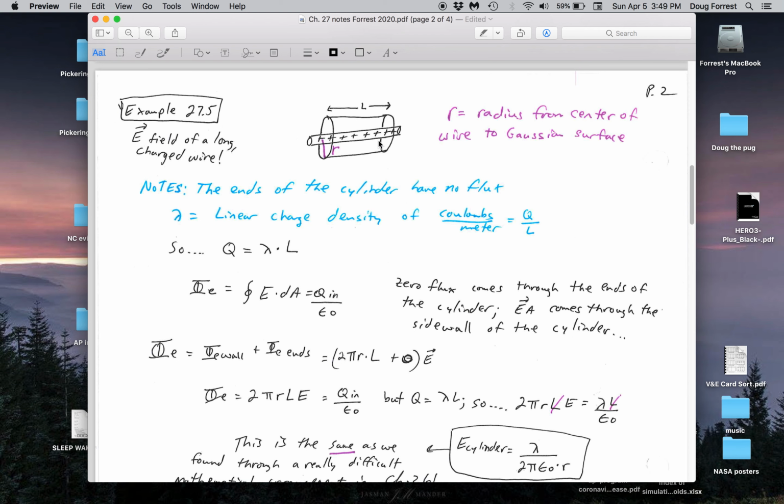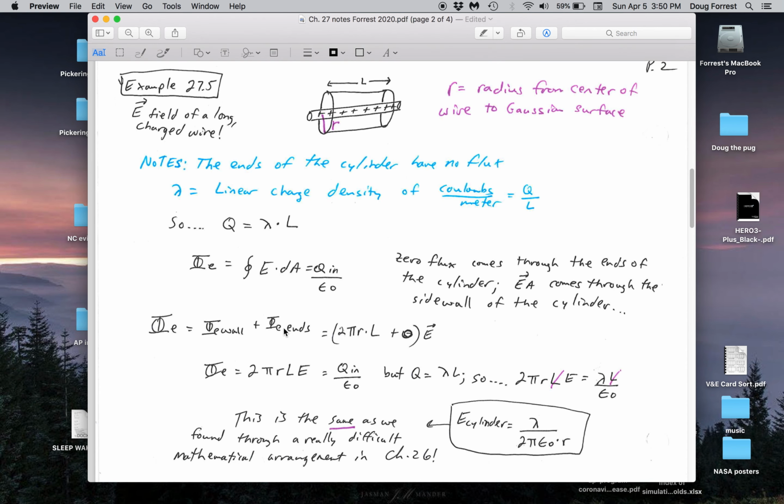So in this case, if you're enclosing a wire, it's got a linear charge density, lambda, and then you multiply it by the length, that equals the total charge enclosed. So that's going to be Q times L. There's no electric flux coming through the ends, it's all coming through the wall.